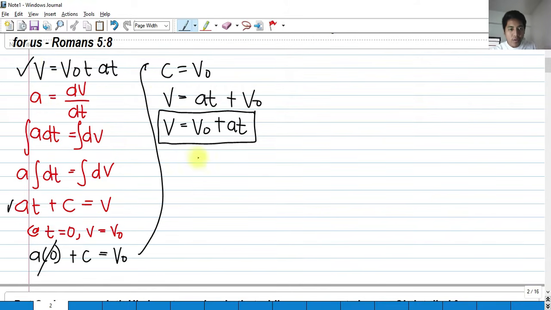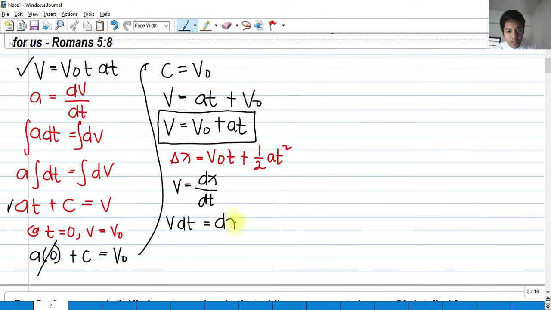Okay? So, for the second equation, delta x is equal to v naught t plus 1/2 at squared. Using the definition of velocity, velocity is the change in position with respect to time. If I cross multiply that, v dt is equal to dx. But before I do anything else, from our equation 1, the final velocity v is equal to v naught plus at. So, if I substitute v here, that would be v naught plus at, dt, is equal to dx.